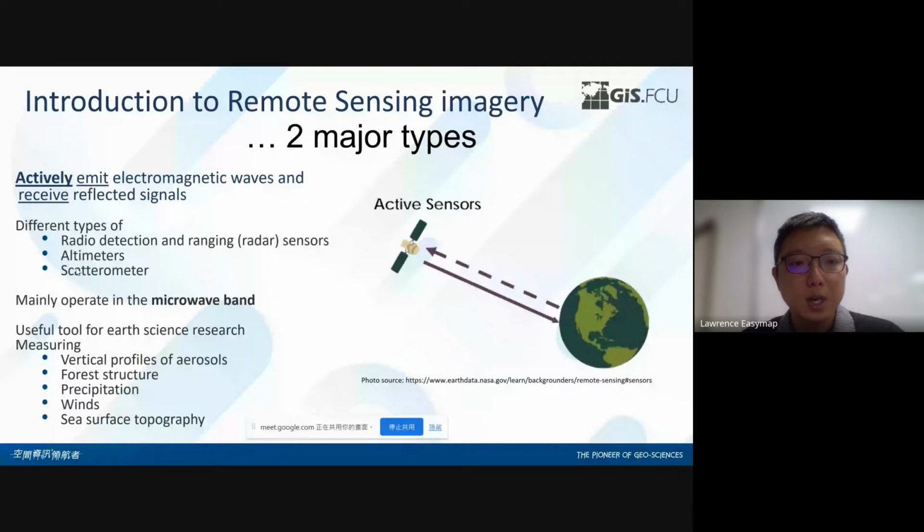These tools are very useful for earth science research, which measures different types of earth science variables, let's say the vertical profile of aerosol, forest structure, precipitation, wind, and so on. You can find this kind of sensor on a satellite, for example the weather satellite, where it is very useful.